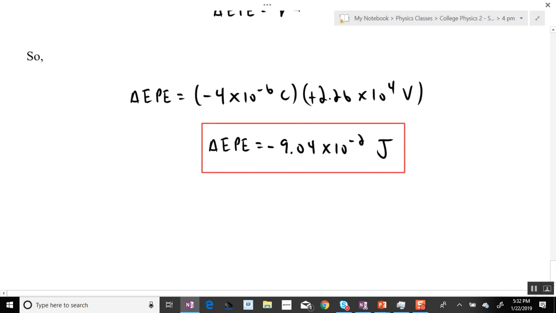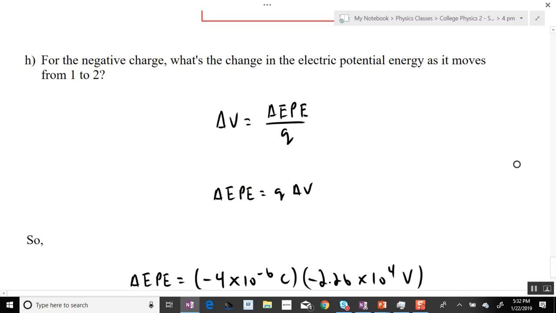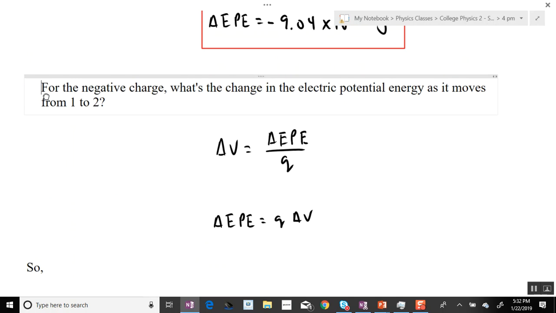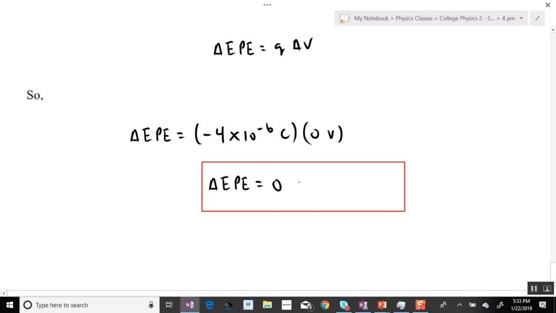And then the last one, which is the easiest one, 1 to 4, should also be 0. So this is J, right? All right, so 1 to 4, same as it was a few parts ago. This is 0, so it doesn't matter. This is the only time the charge doesn't matter, obviously. If the delta V is 0, then you get the same answer for either charge. So it's 0 joules, right?